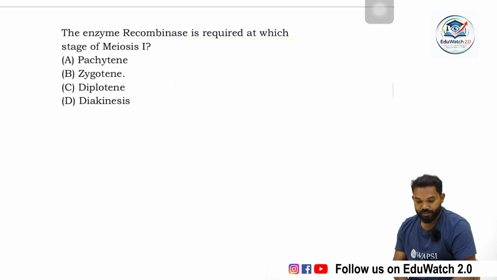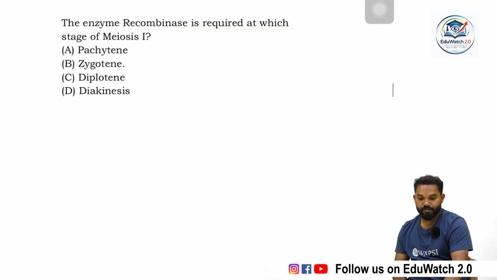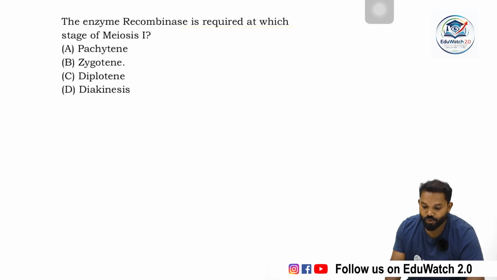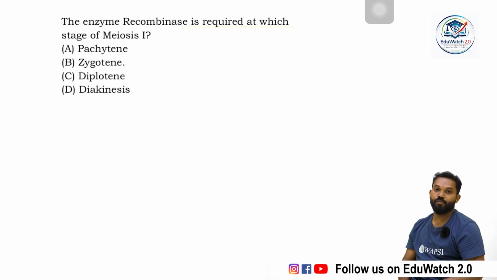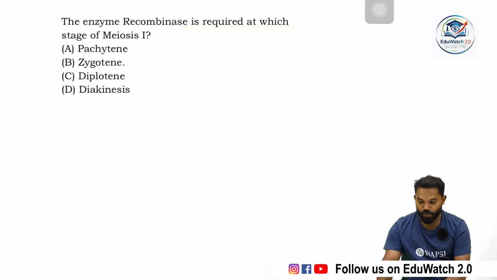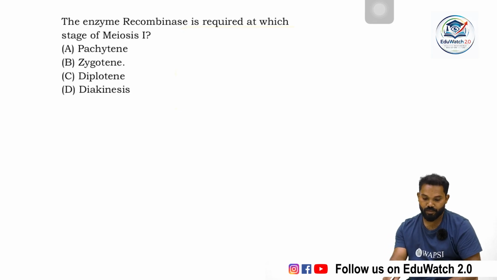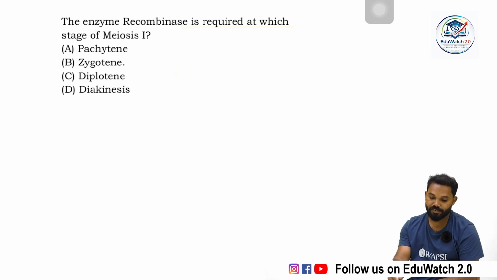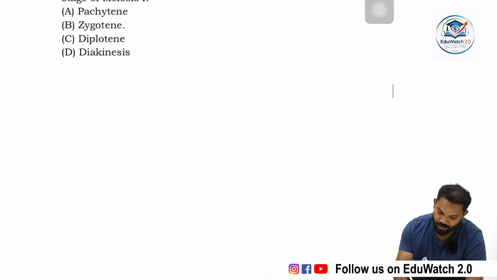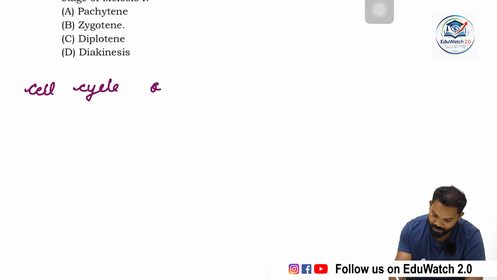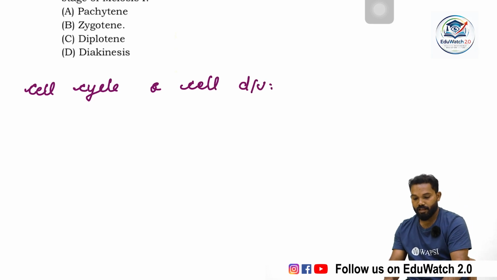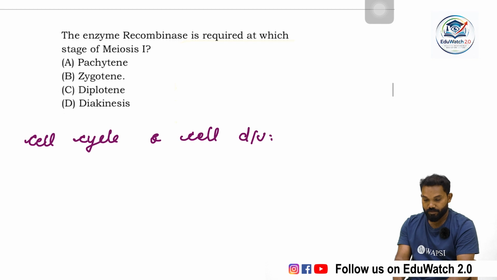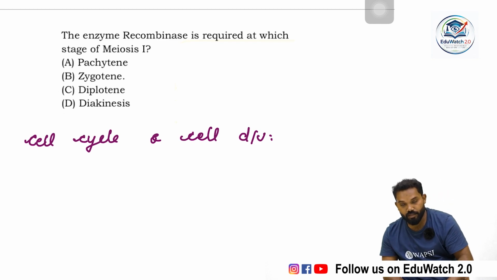Here, the first question is: the enzyme recombinase is required at which stage of meiosis 1? The most important chapter of first year is cell cycle and cell division. In this chapter, why is this most important?